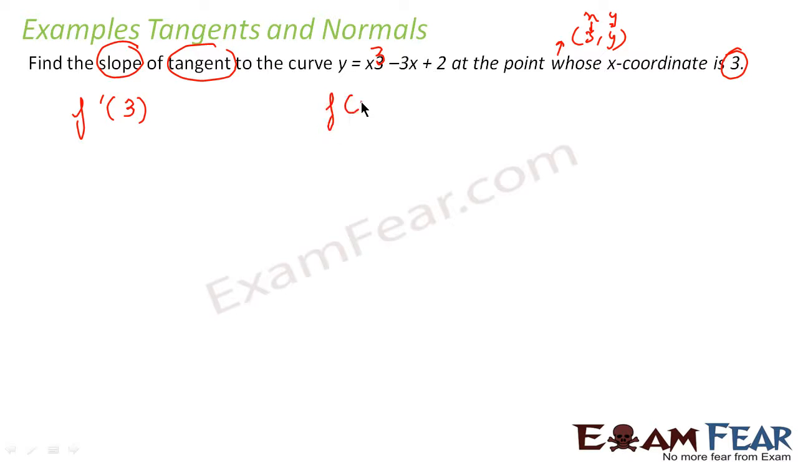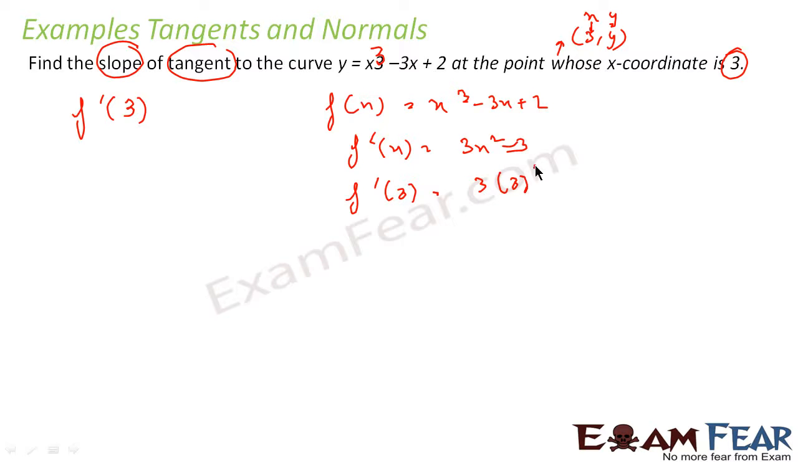So first thing, my f x is nothing but x cube minus 3x plus 2. So I'll find f dash x. That will become 3x square minus 3. And then I'll find f dash of 3. That will become 3 into 3 square minus 3. That is 27 minus 3. And that is nothing but 24. So this is my slope at x is equal to 3 for this curve.